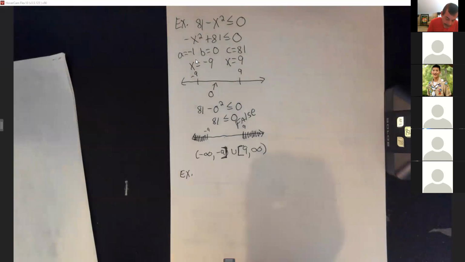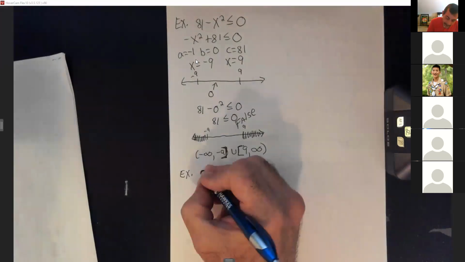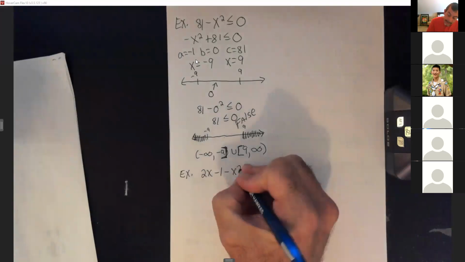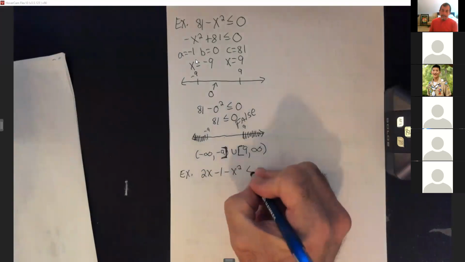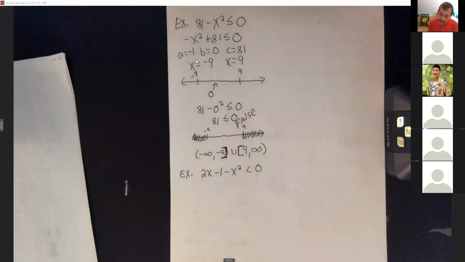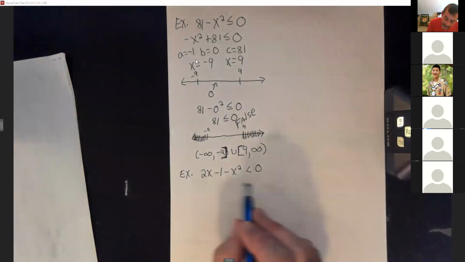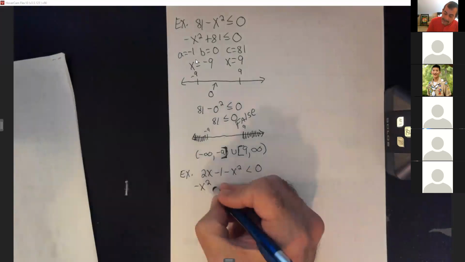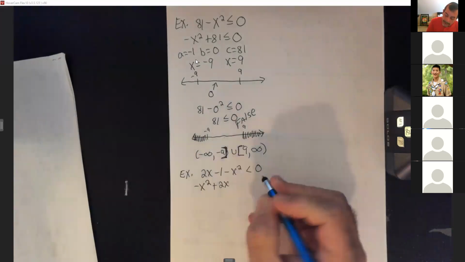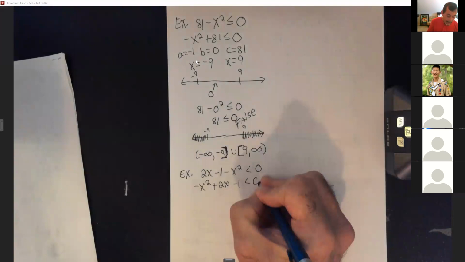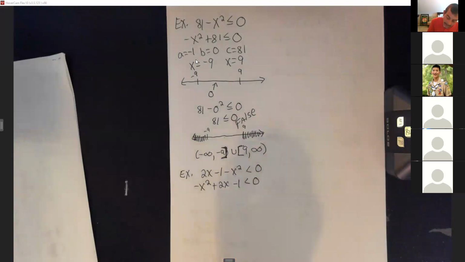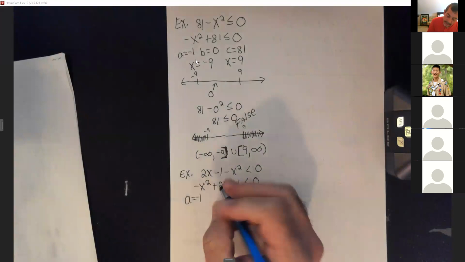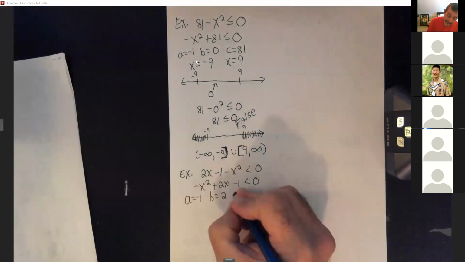Oh, look at this, it's all mixed up. You've got 2x minus 1 minus the x squared less than 0. I'm definitely going to rearrange that. So I'm going to get the negative x squared plus the 2x minus the 1 less than 0. I'm now going to use the quad. A would be negative 1. B would be 2. C would be negative 1.